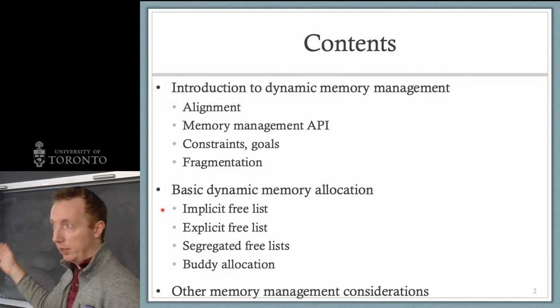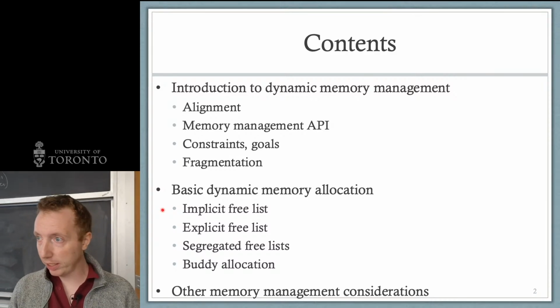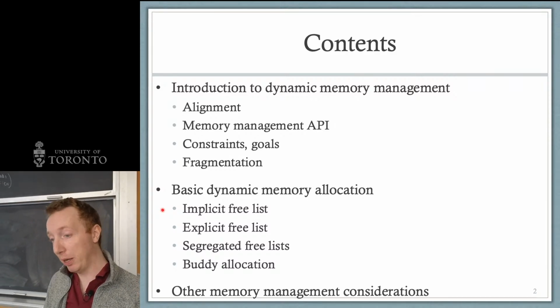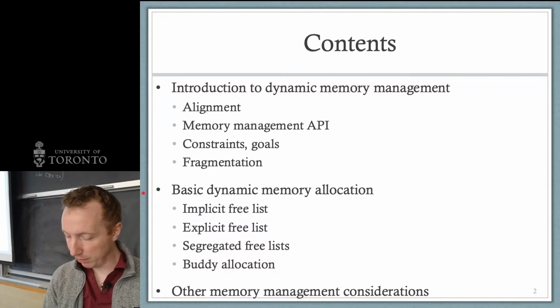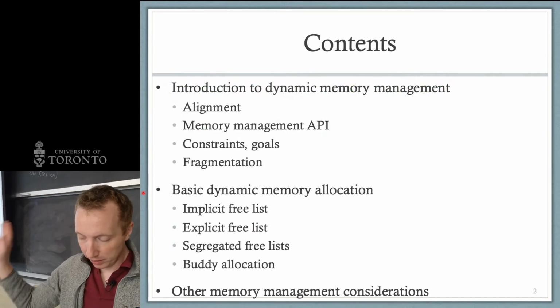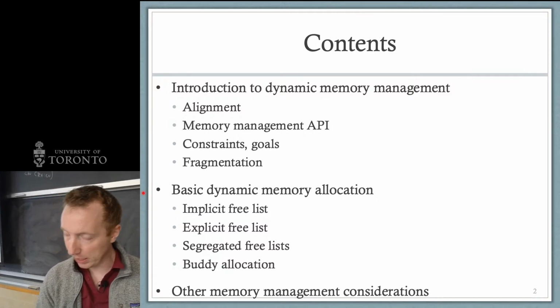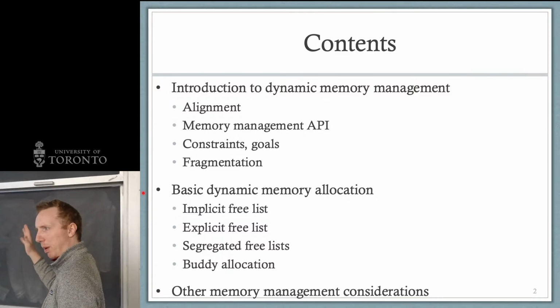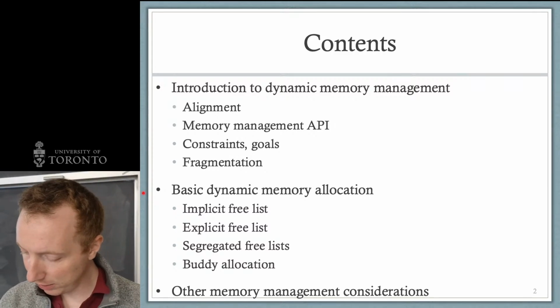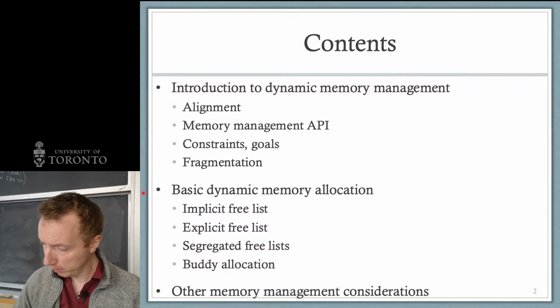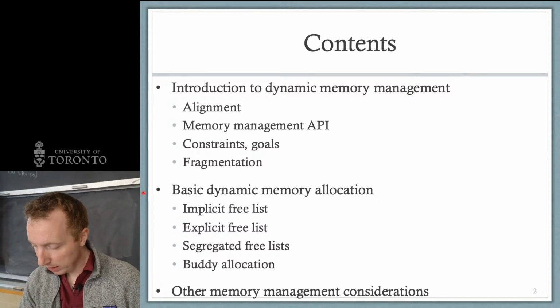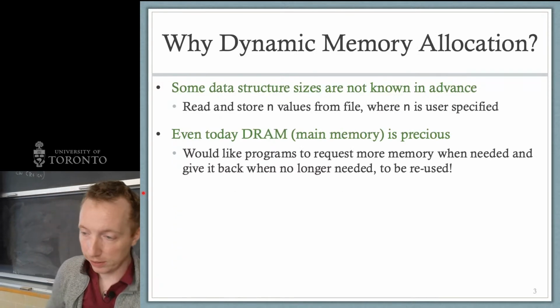So for Lab 3, you're given a very basic memory allocator and you're supposed to make it better. We'll go over some different techniques you might want to use, mostly using free lists, different versions of free lists, and then buddy allocation. You might remember we talked about buddy allocation a bit in 344, but again, we'll revisit it here, and then other things we might want to consider.